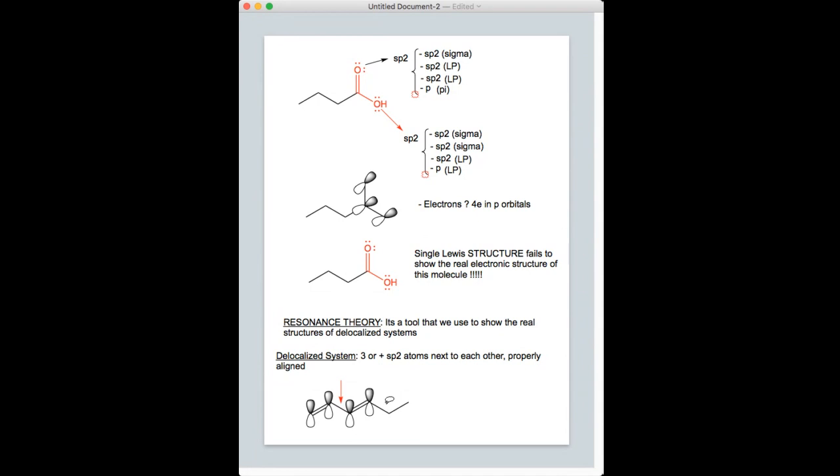But first it is key to understand the science behind this. Why do we need resonance in the first place? And once we understand that, I teach you the language so you can write in resonance language, and then you can express the real structure of these molecules that are delocalized. Okay? So we'll learn that in the next class.